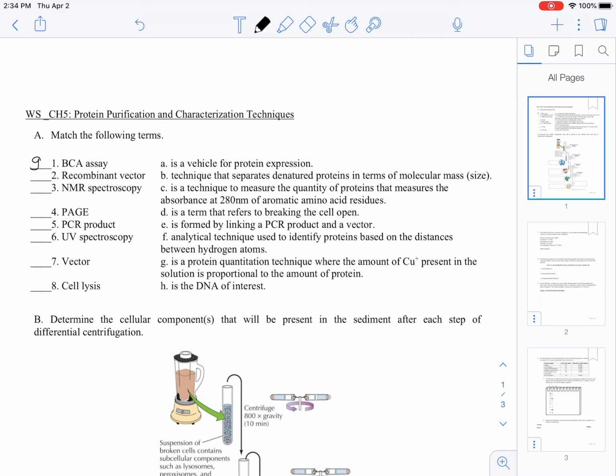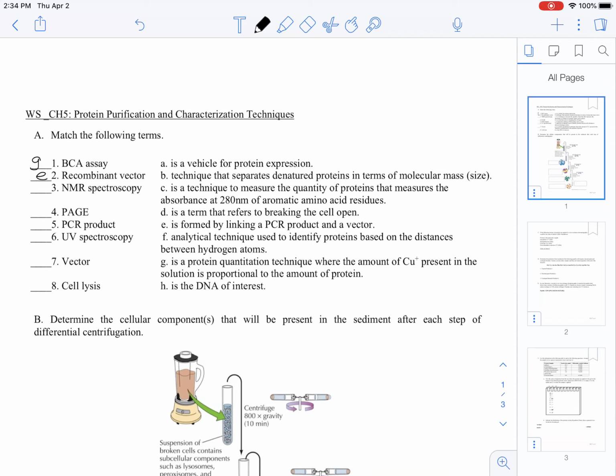As you can see, that is a protein quantitation technique where the amount of copper 1 is related to the amount of protein that is present in the sample. The answer for 2 is E, which is a recombinant vector. It is what's formed when you are linking or ligating a PCR product and a vector.